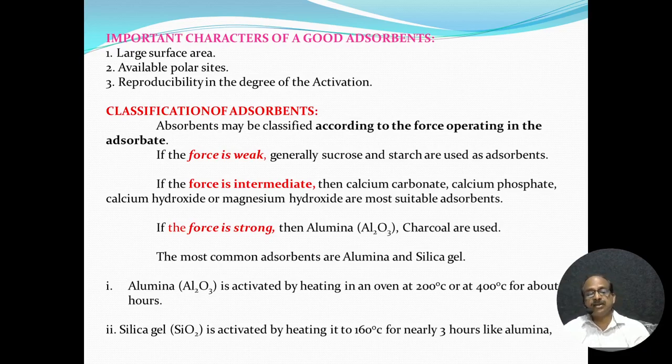One is the large surface area. Whenever we use a chromatographic technique, the adsorbent, that is called the stationary phase, should have a large surface area. That is a good adsorbent, no doubt at all. Another one is the polar sites. The availability of polar sites in the stationary phase should be more and more. That is the most important good characteristic of the adsorbent. Another one is the reproducibility in the degree of activation. Activation is the more common thing, but reproducibility is the most important for a good adsorbent.